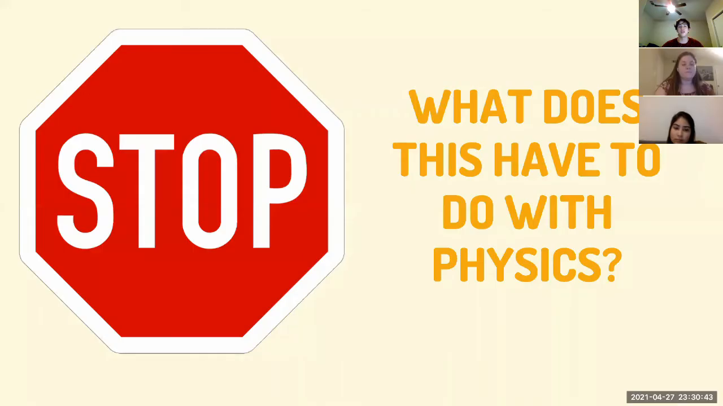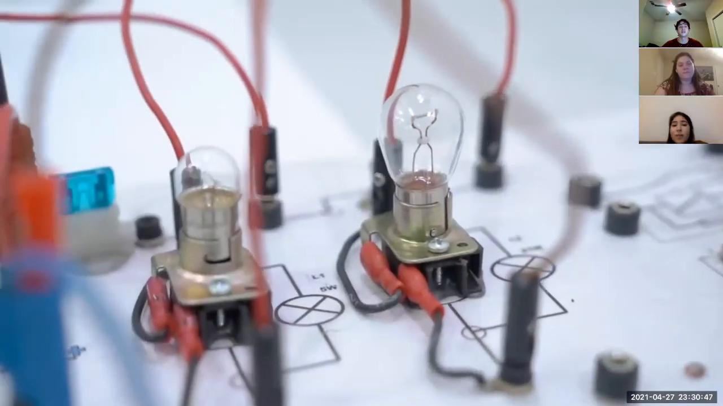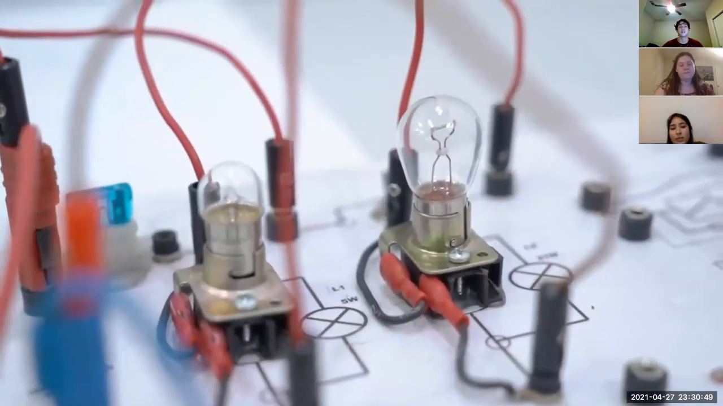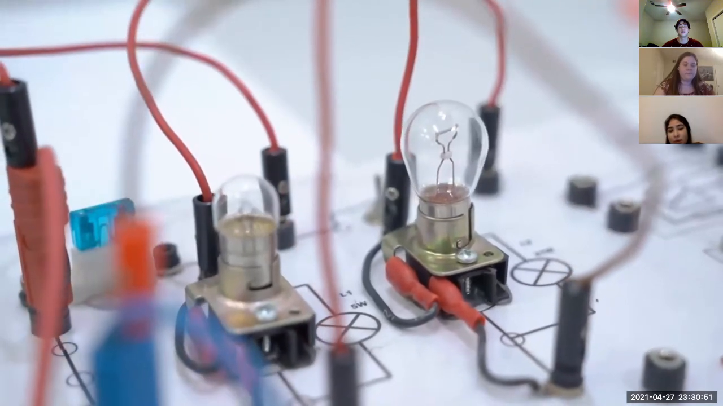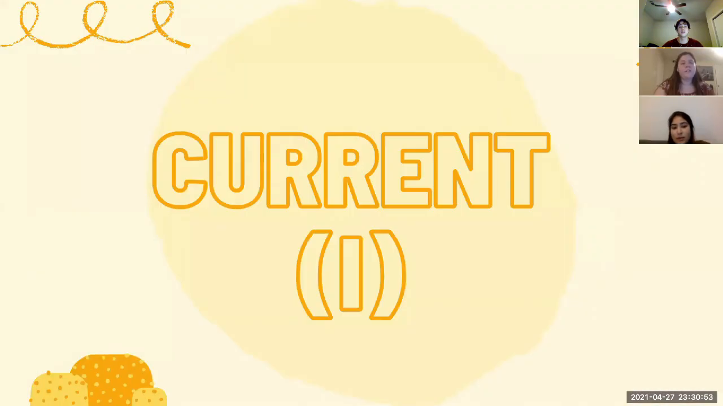But wait, what does this have to do with physics? Well, this environment created in the cell membrane is synonymous with an electrical circuit and it follows the same principles. To better understand this comparison, we must define a couple terms.